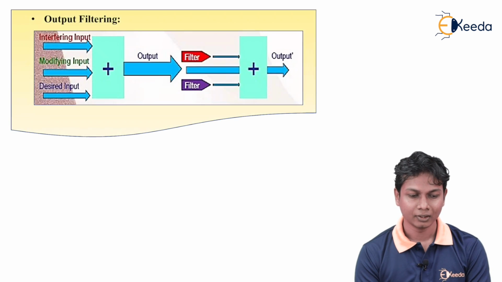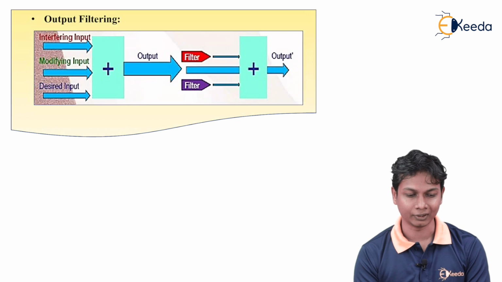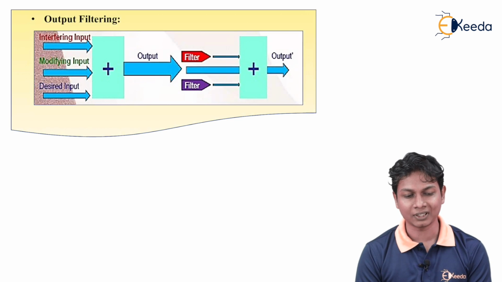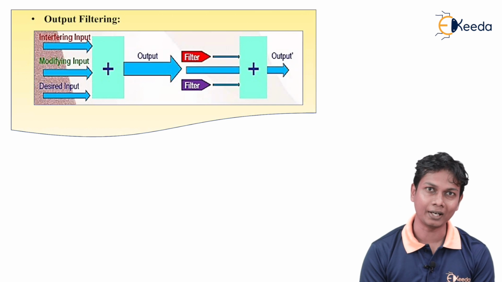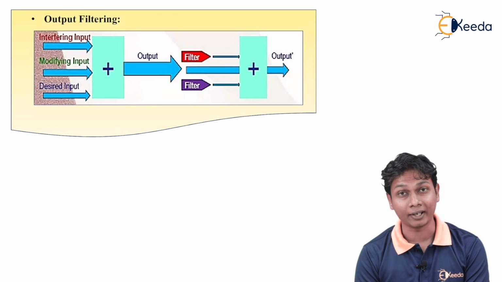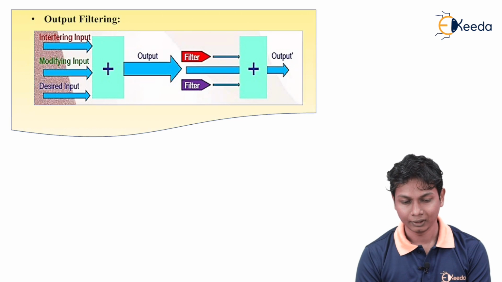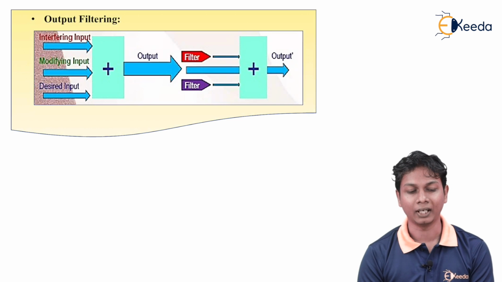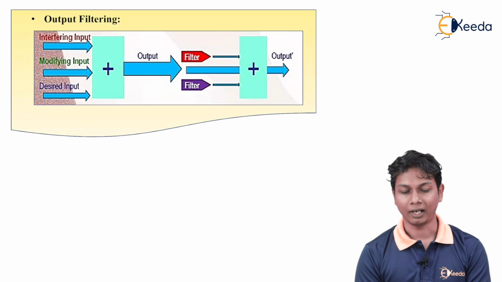Now we'll move to another method, the output filtering method. In the same way as we saw on the input side, for the interfering and the modifying input we require a filter. Obviously the desired input does not require a filter, but on the output side also, for the interfering input and the modifying input we require a filter, and we will get the output filtering method.